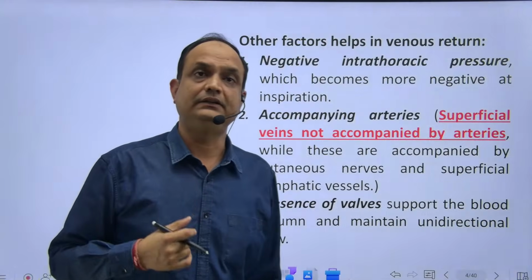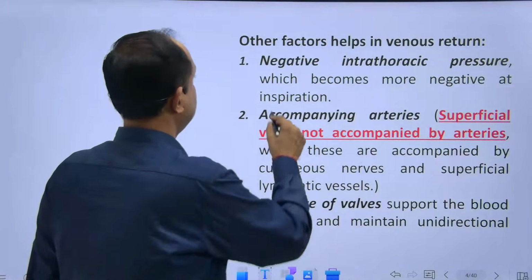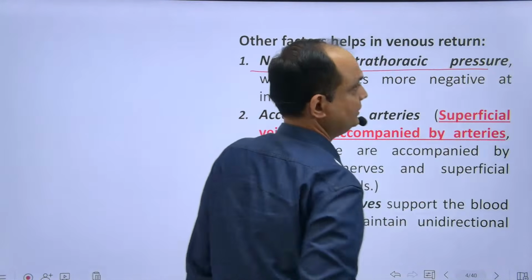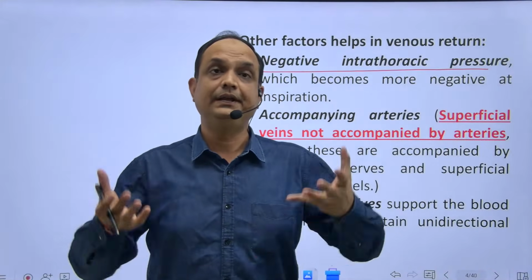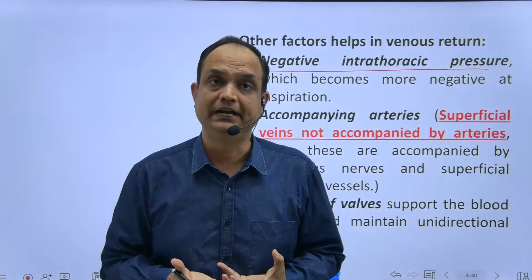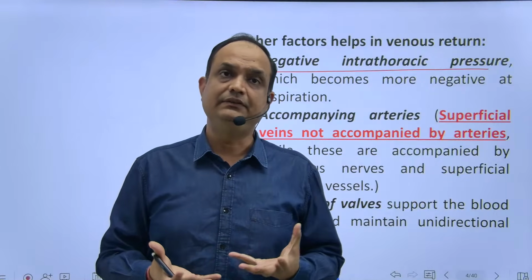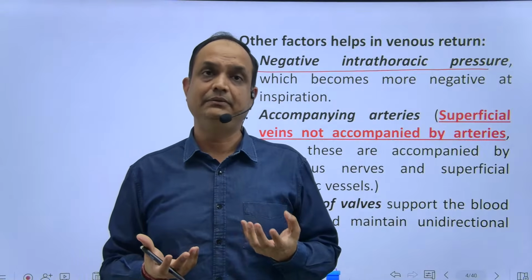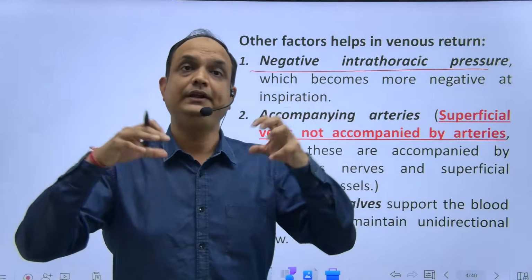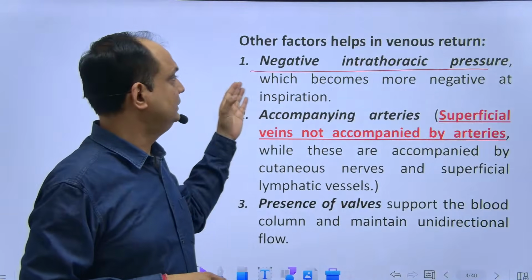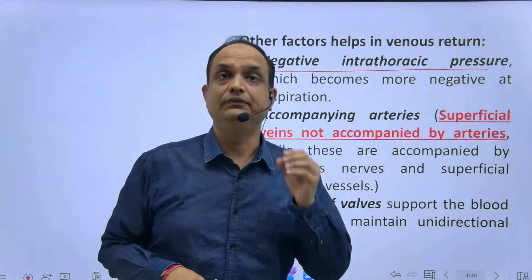Which are the other factors helpful in venous return? The answer is negative thoracic pressure. When you have inspiration, what happens? Air enters the lungs because of the negative pressure. The cavity itself has negative pressure, and at that time not only is the air entering the lung, but the blood is also entering the heart. So the negative thoracic pressure is helpful in venous return.